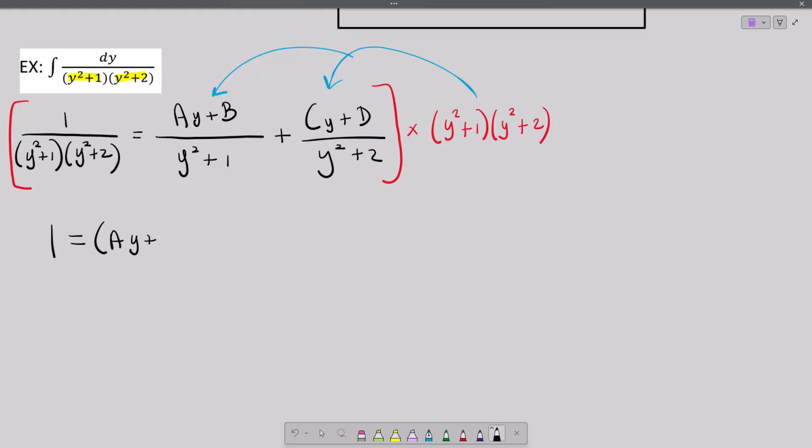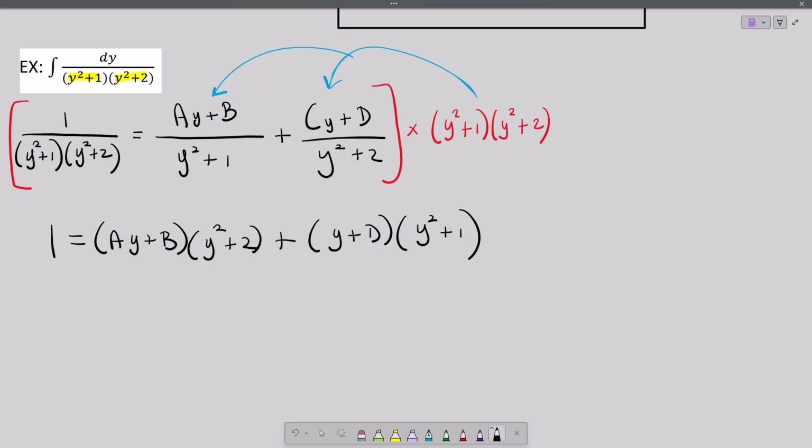(ay plus b) multiplied by (y squared plus 2). And similarly, when we multiply by the second fraction on the right-hand side, the y squared plus 2 cancels, and we'll have y squared plus 1. So that'll be our PFD equation, with absolutely 0 convenient values.